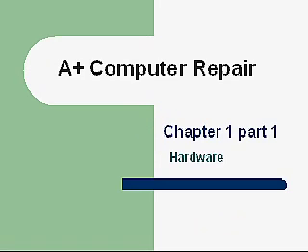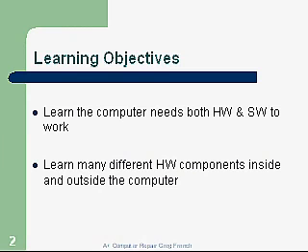Today we're going to be covering Computer Repair, Chapter 1, Part 1, Hardware. Learning objectives. To learn the computer needs both the hardware and software to work. It can't do anything without the software. Hardware is the physical. Software are the programs that run the hardware.